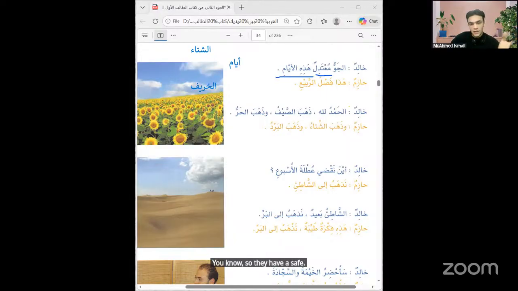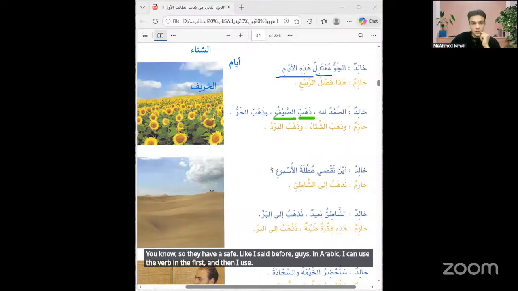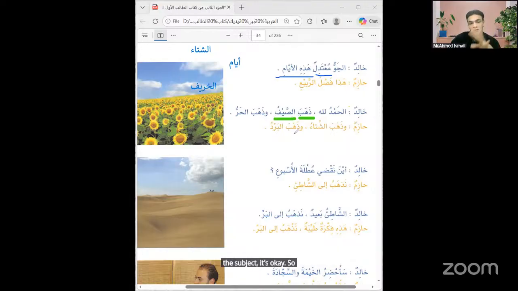And like I said before, guys, in Arabic I can use the verb first and then the subject. It's okay. So here he means الصيف ذهب, the summer went. ذهب الصيف, he just starts with the verb first, and that's normal in Arabic. So ذهب الصيف وذهب الحر. الحر is the heat, all of this hotness, but here it's a noun. So ذهب الصيف وذهب الحر.